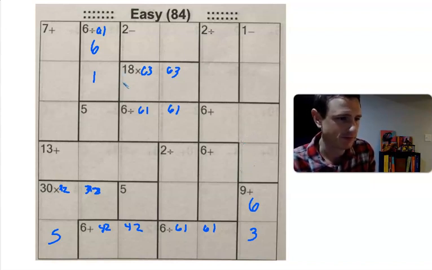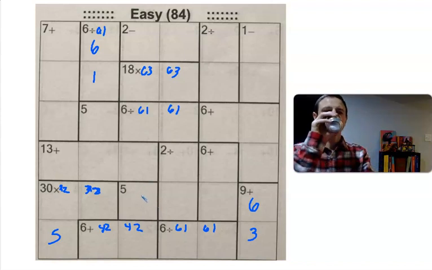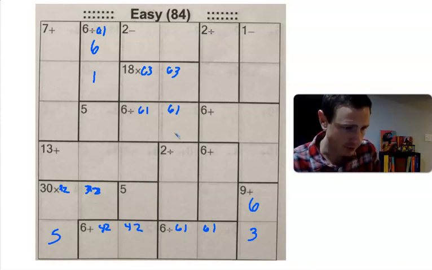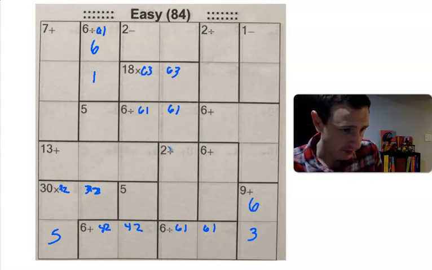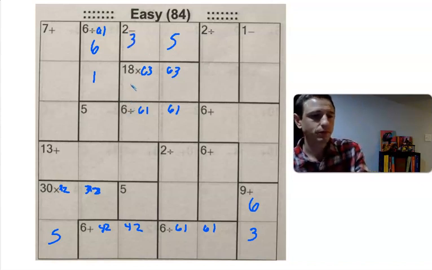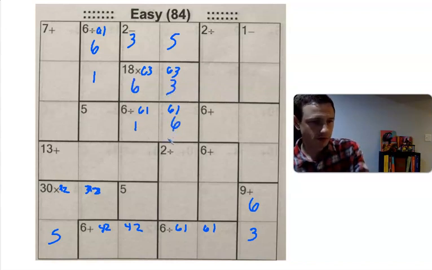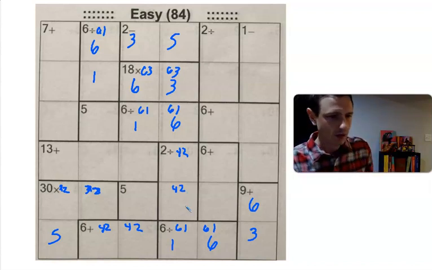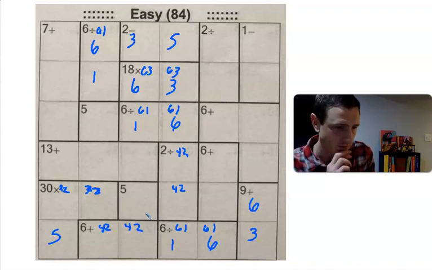All right, let me see. Some of these easy puzzles will really block you. Actually, 5. 5 can't go here. 5 can't go here. So this has to be a 5, which makes this 3. 5 minus 3 is 2. So this has to be a 6, 3, 1, 6. 1, 6. This is going to be 4 and 2. Cool. That was a fun little sequence there.